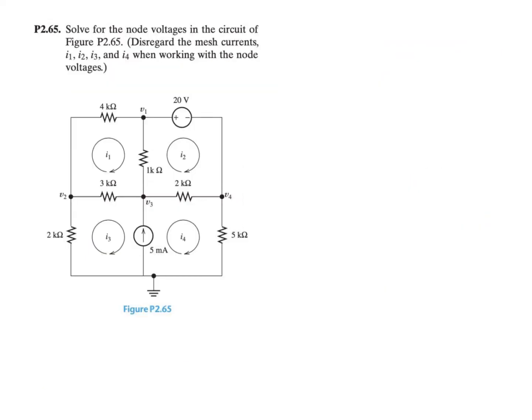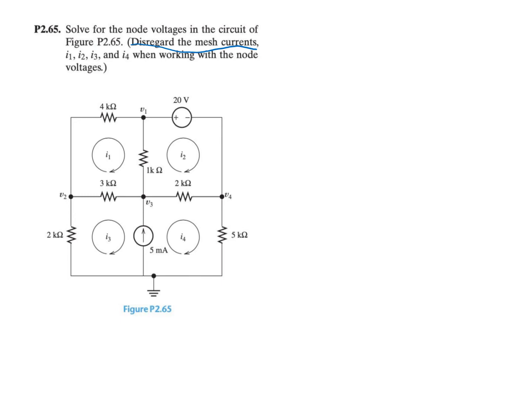Question P2.65. So find the node voltages in the circuit of figure P2.65. In this circuit diagram, we can see that there are some mesh currents labeled for us, but we can disregard these mesh currents because we are not going to use mesh analysis here. Instead, we are going to use node analysis, so we can ignore them for now. And so we are going to go through the 4 steps, IAAS. The first step, select ground, is selected for us, and second, label the voltages, also done for us. So let's jump directly to the third step, that's to write the KCL equations.